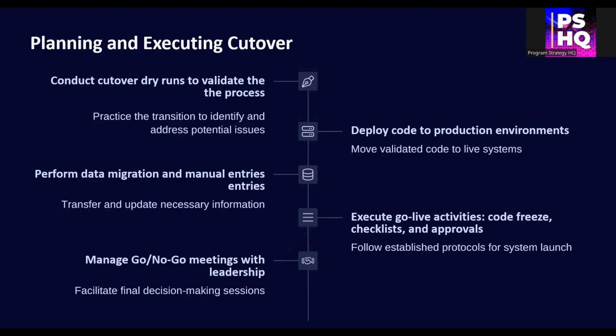For cutover, start with dry runs. Simulate go-live to catch potential issues. Then move validated code to the production environment. Perform data migration and manual entries if needed. Execute go-live steps. Enforce code freeze, follow checklists, and conduct go-no-go meetings with the leadership. Everything must be deliberate and documented.